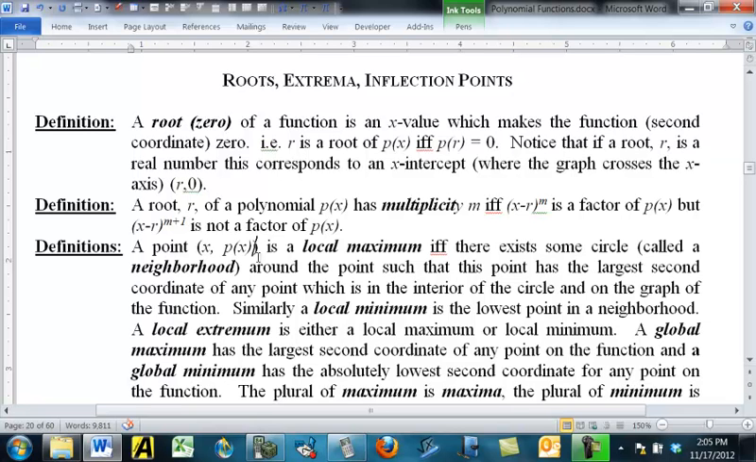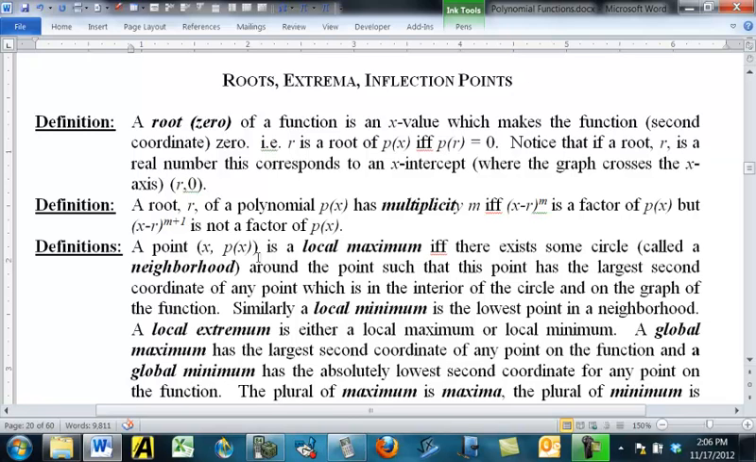So a point (x, p of x) is a local maximum if there exists a circle, we call it a neighborhood, around the point such that this point has the largest second coordinate of any point which is in the interior of the circle and on the graph of the function. Similarly, a local minimum is the lowest point in the neighborhood. A local extremum is either a local maximum or a minimum. A global maximum has the largest second coordinate of any point on the function. A global minimum has the absolutely lowest second coordinate.